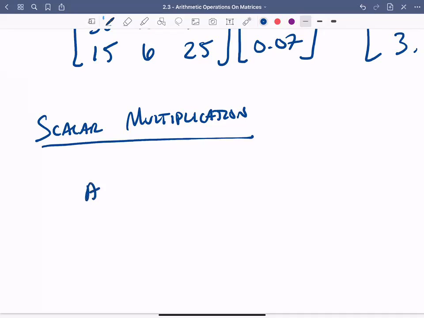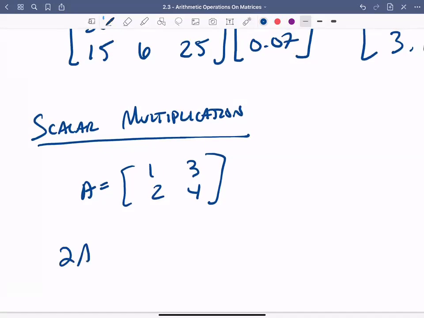It says if A is a matrix that's 1, 2, 3, 4, then what is 2A? All you do is multiply every entry in that matrix by 2. So the 1 becomes 2 times 1, which is 2. The 3 is 3 times 2, which is 6. The 2 is 2 times 2, which is 4. And the 4 is 2 times 4, which is 8. So this is now 2 times that matrix. That's called just a scalar multiplication, meaning that you're going to multiply every term in that matrix by a value.